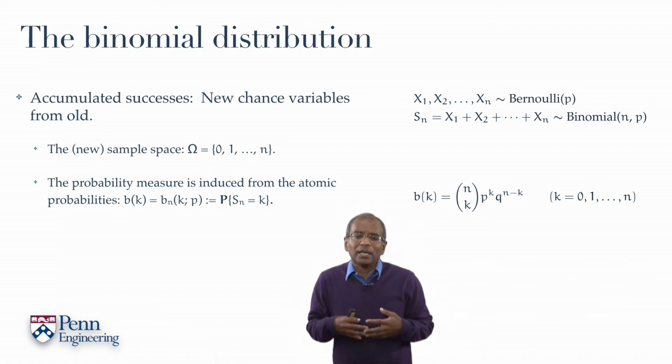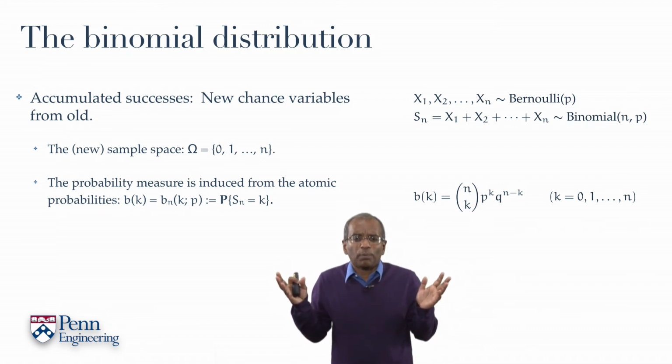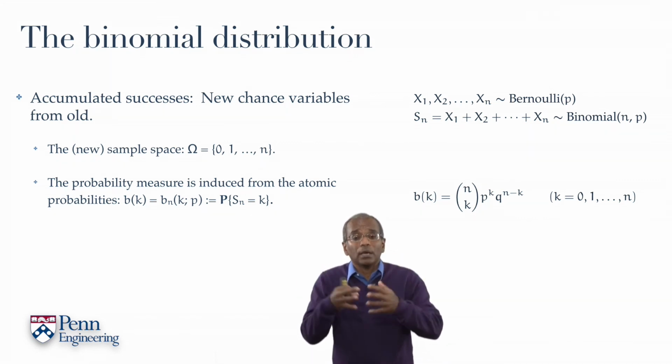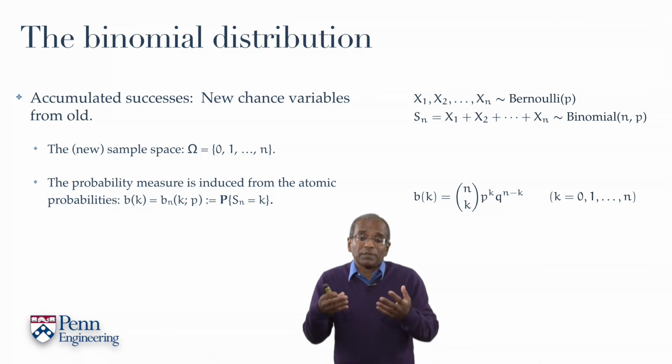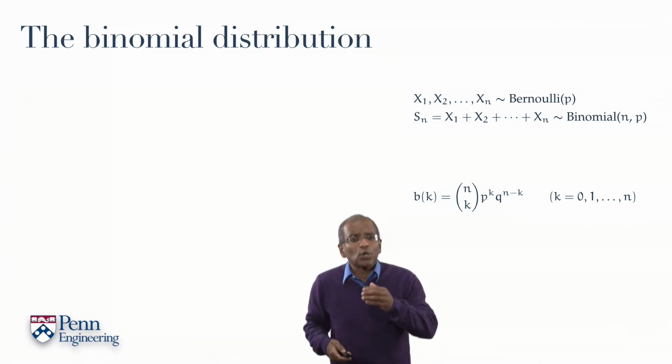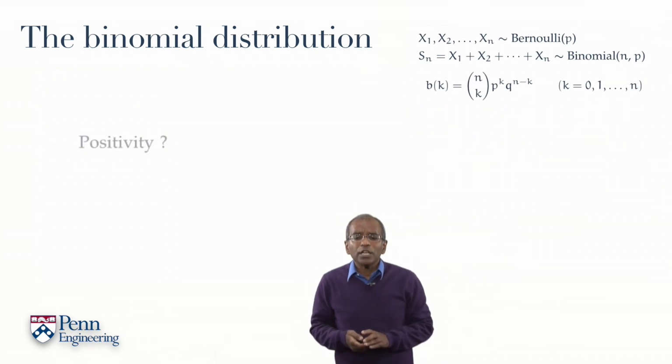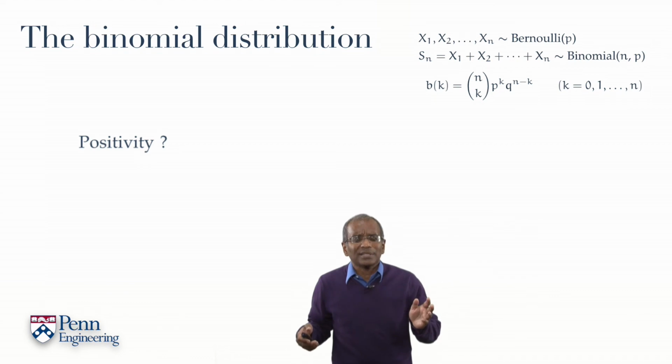Of course, we could say, look, clearly we have done our calculations properly, in which case this must be the right answer, and therefore the B of k's must be bona fide, which means that they must be positive and they must add to 1. But of course it is always wise to double-check our calculations. Let us begin by checking positivity. But of course, this is trite.